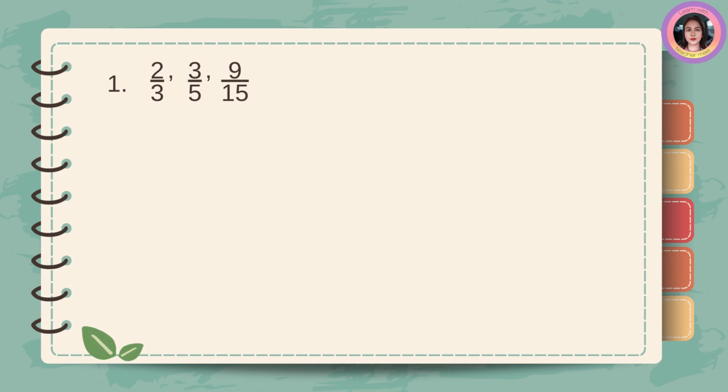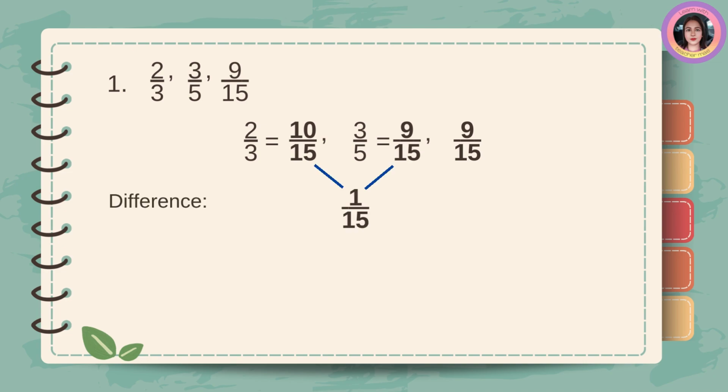Number 1, 2/3, 3/5, and 9/15. To get the equivalent fractions, first find the LCD. The LCD of 3, 5, and 15 is 15. The equivalent fraction of 2/3 is 10/15. The equivalent fraction of 3/5 is 9/15. The difference between 10/15 and 9/15 is 1/15. And the difference between 9/15 and 9/15 is 0.